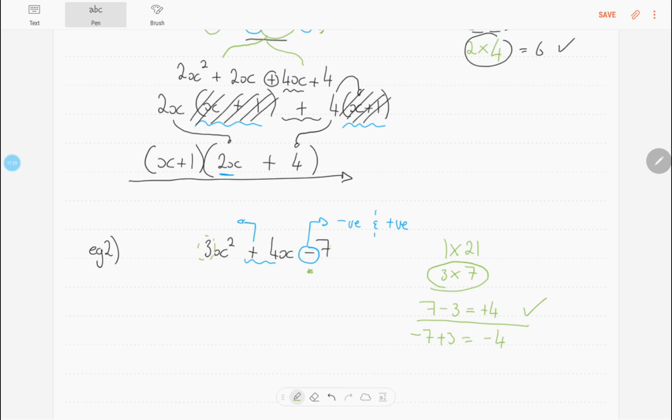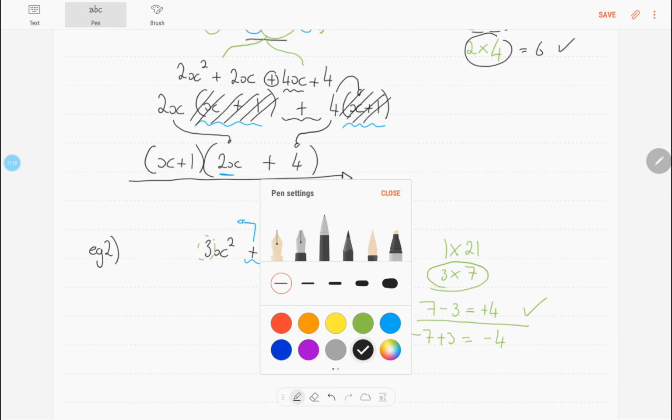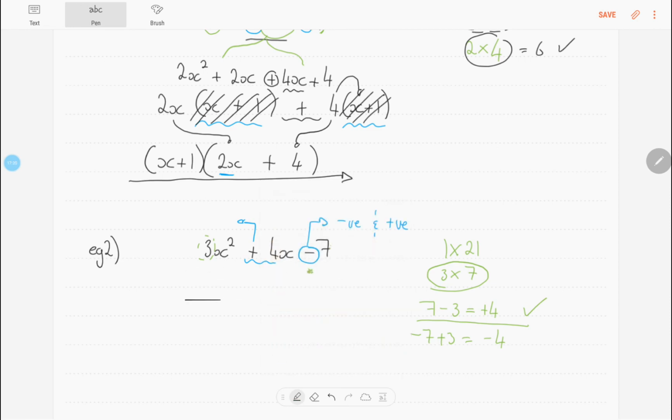Alright, so now remember we just don't put it straight into brackets, we're going to break it up. Right, we write down our factors over here with the x. So we get a minus 3x and a positive 7x minus 7.